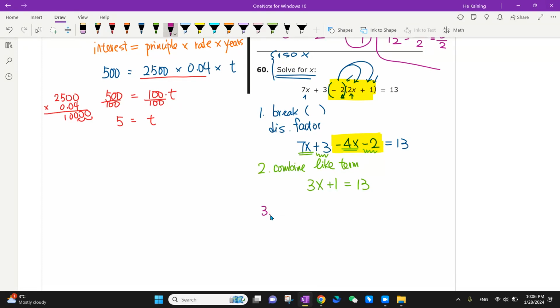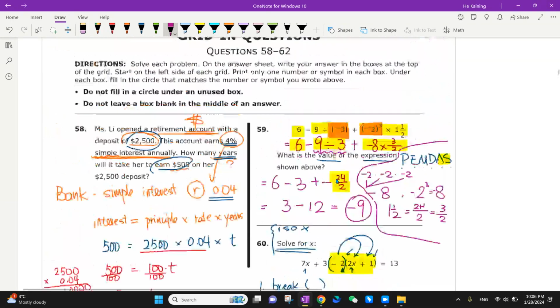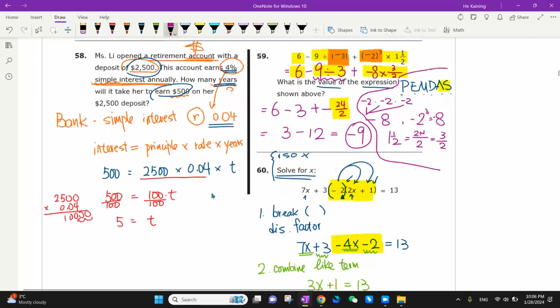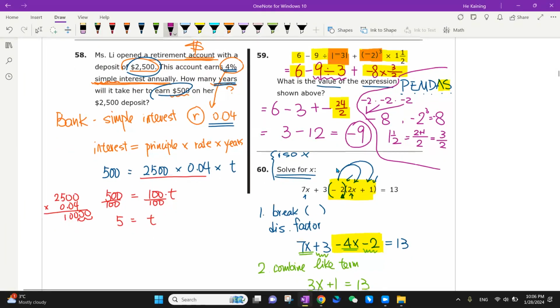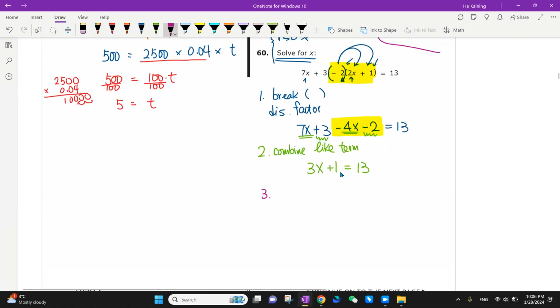Now, step 3, what are you going to do? Well, I'm going to do a reverse calculation just like the question above, just like question number 59 and number 58. We're going to do a reverse calculation just like here. So I have a +1. I don't want it. I have to subtract 1 on both sides. So 3x plus 1 equals 13. I'm going to subtract 1 on both sides.